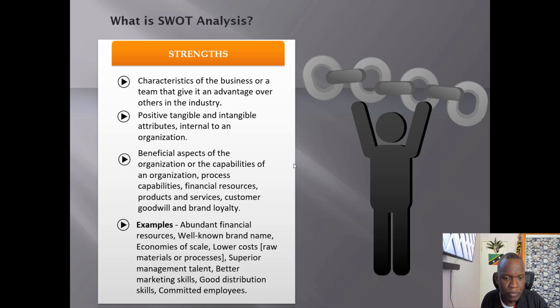Well-known brand name, economies of scale, lower cost, raw materials or processes. So maybe some persons have a different way of doing things that can carry down their costs compared to the others. So you're more efficient at doing certain things than other companies, right? So you have your, what do you call that? Your comparative advantage. Superior management talent, better marketing skills. So all those examples of what can be deemed a strength in an organization.